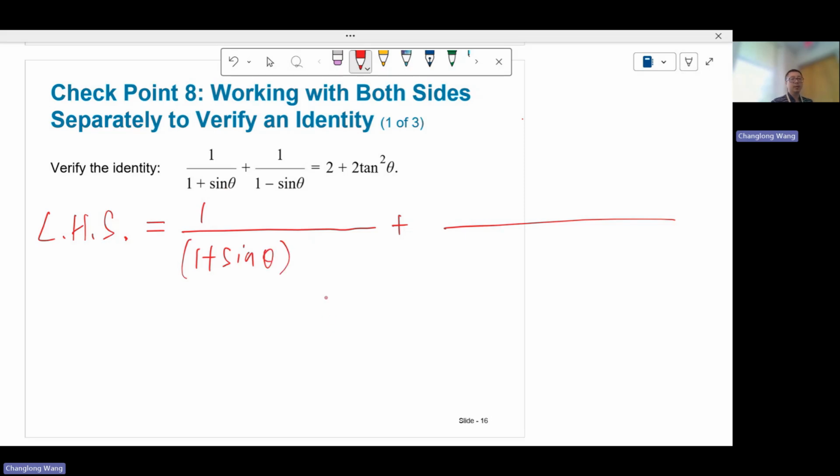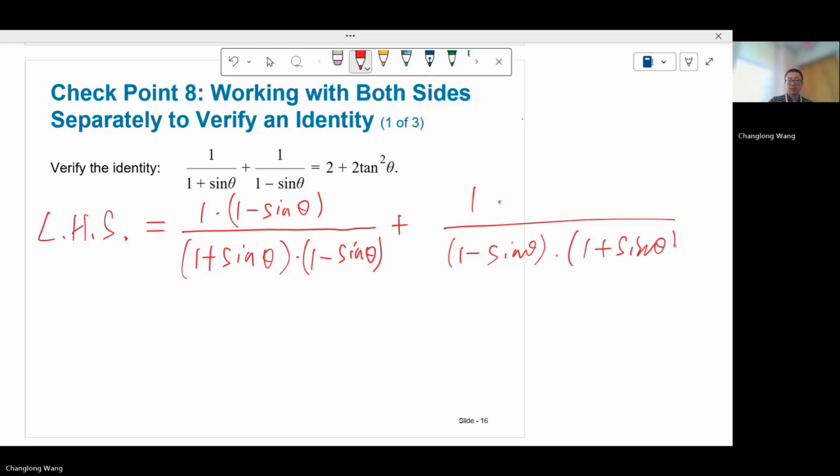But the common denominator will be the product of the 2 denominators, right? So that's why I will multiply both the top and the bottom of the first fraction with the other denominator. Okay. Then we move on to the next fraction, and we'll do the same thing. This time multiplying, again, whatever denominator you're missing in the common denominator, which better be the first guy, 1 plus sine theta.